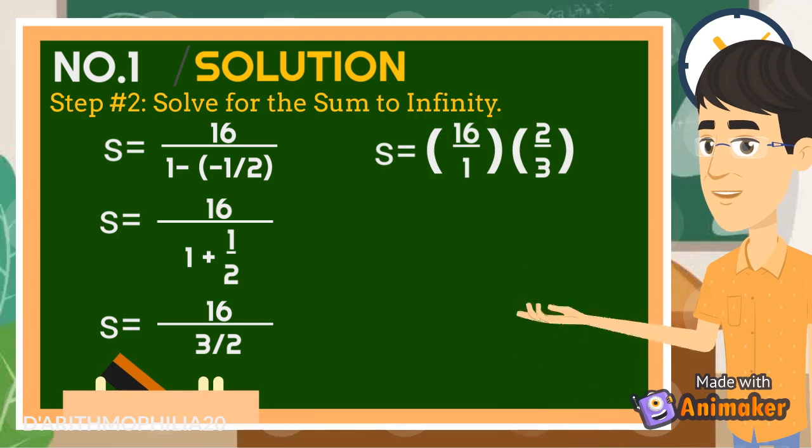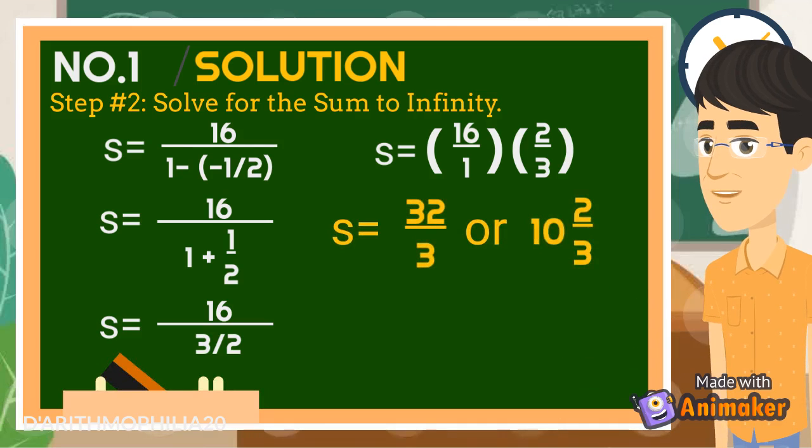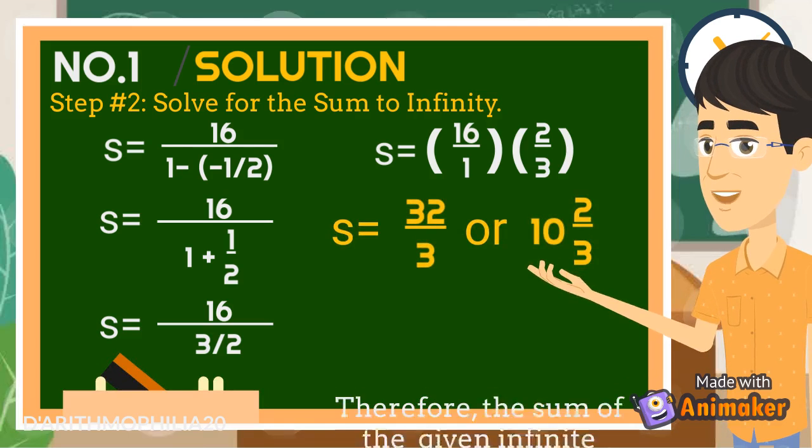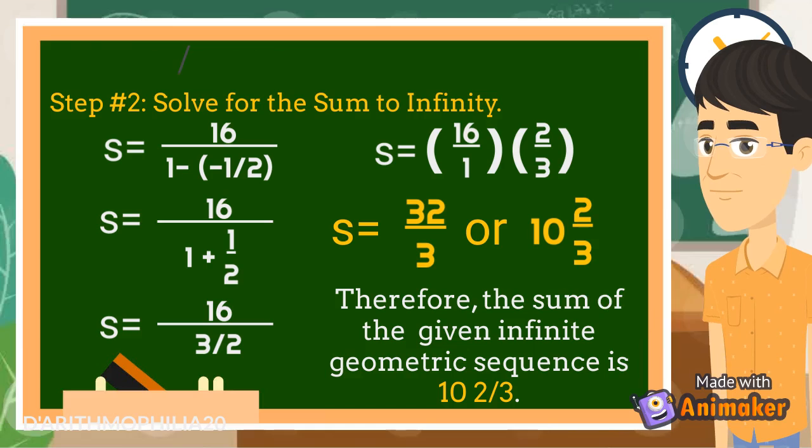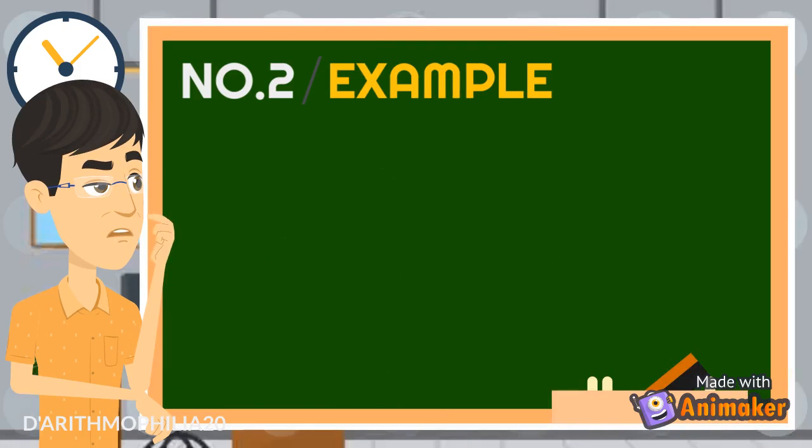We will perform direct multiplication in these two fractions. 16 times 2 is equal to 32. 1 times 3 is equal to 3. This gives us the final answer of 32 over 3 or 10 2/3. Therefore, the sum of the given infinite geometric sequence is 10 2/3. Are all these clear, brainiacs? Let's now proceed to our second example.